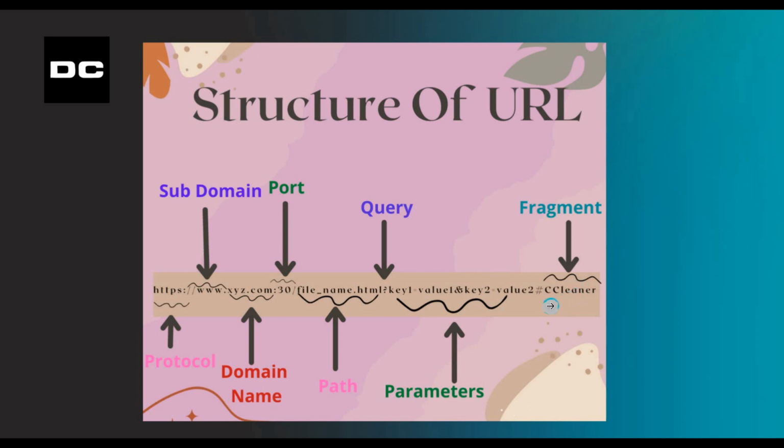And also if it has some other thing like fragments, then you can add it too. It is also not a mandatory thing, at the very end of the URL. Up to the parameters, these things are mandatory, but at the end if you have some extra things, then you can also add some fragments. Okay, so this is the structure of a URL.